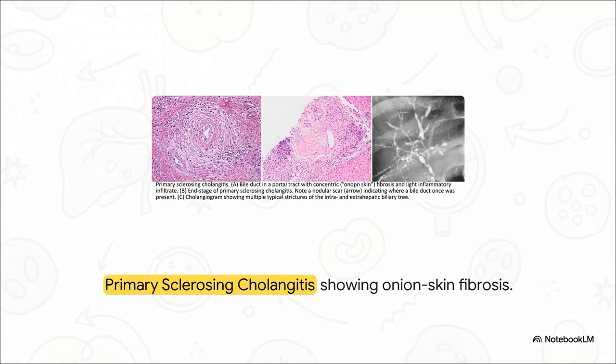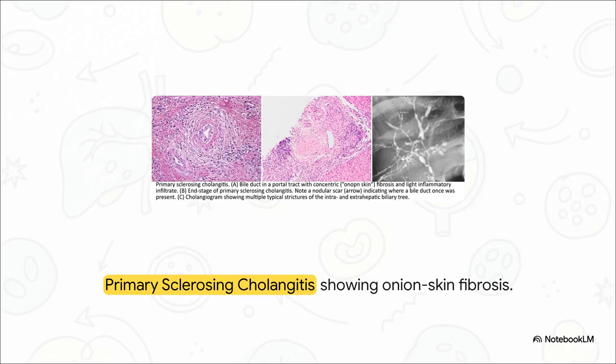PSC, on the other hand, leaves behind very different footprints. The absolute classic hallmark here is concentric onion skin fibrotic rings wrapped around the bile ducts. This fibrosis completely chokes off the lumen, leaving behind what we call a tombstone scar right where the duct used to be.